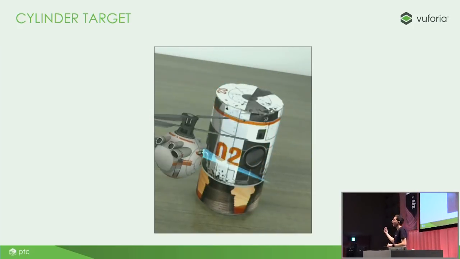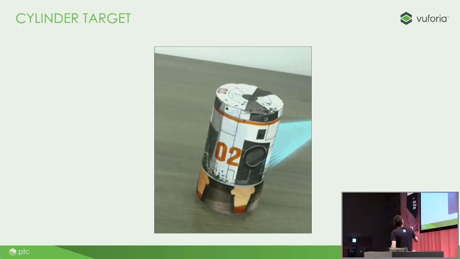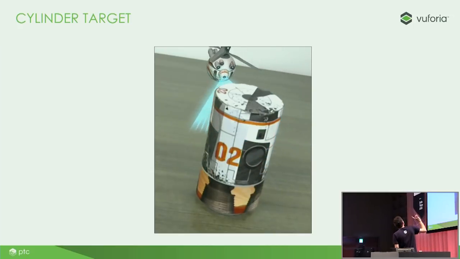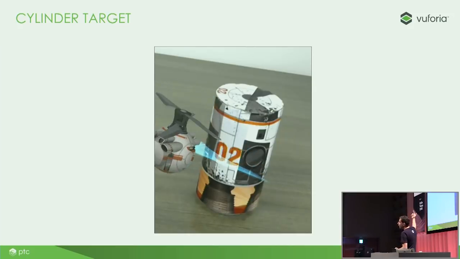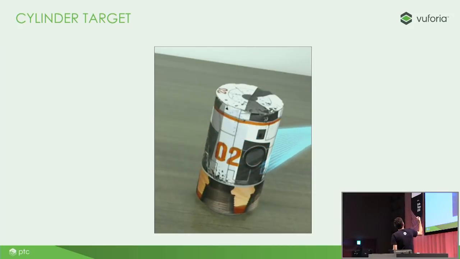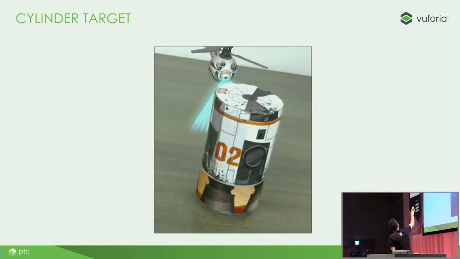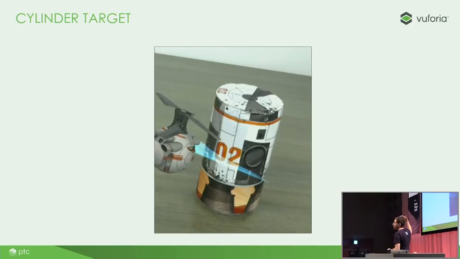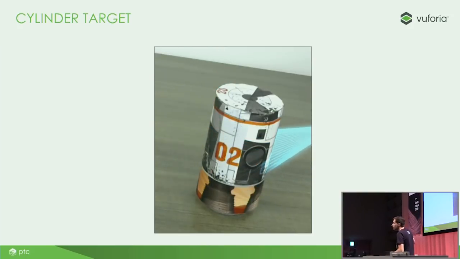The other thing I want to point out here is that when you know the geometry of the real physical object that you're interacting with, you can do some interesting tricks. So in this case here, you will notice as the drone flies behind the cylinder, it gets occluded slightly because the physical object is occluding the digital object.